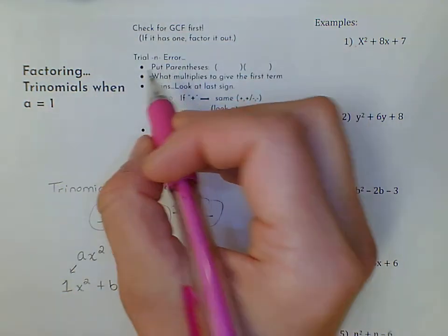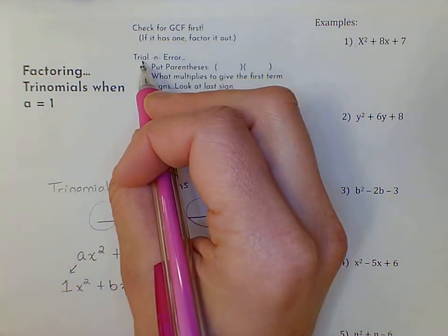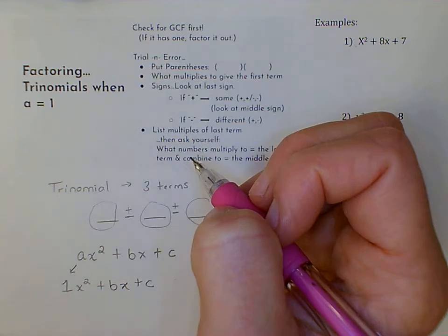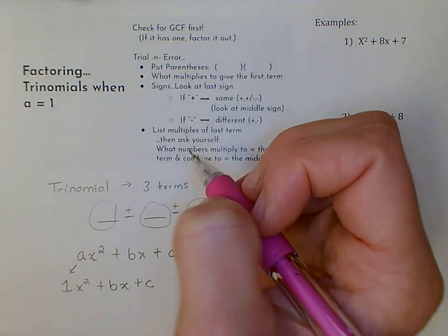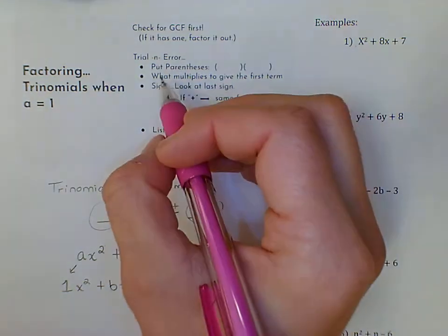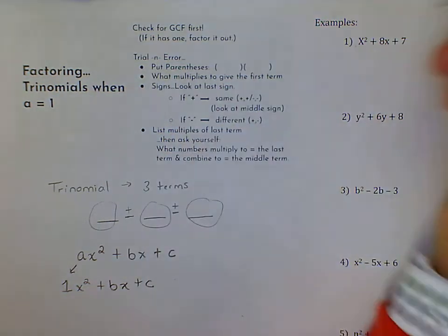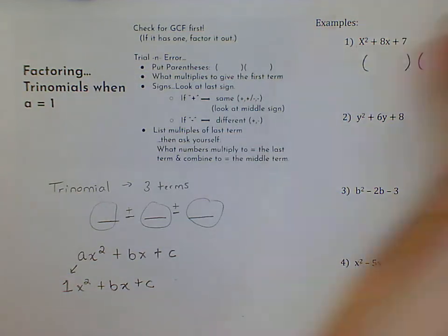So then, how do you factor one of these? Well, what you're going to actually do is what's called trial and error. And that means you're going to try something, see if it works. And if it does, yay! If not, you have to erase and try again. So that's trial and error. Okay, so to set it up, you're going to start by putting parentheses, kind of like what you did yesterday. So you're going to put 2 parentheses.